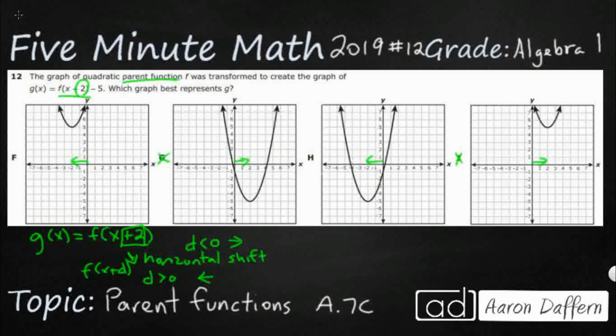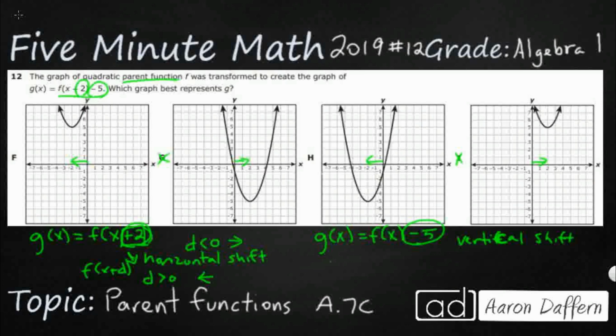Now, in addition to that, we've got this f of x minus 5. So we've dealt with this. It's going to shift it over to the left. What do we do with this minus 5 that's sitting right up here? Let's deal with that separately. Well, what this does is this is a vertical shift. So this shifts your vertex up or down.